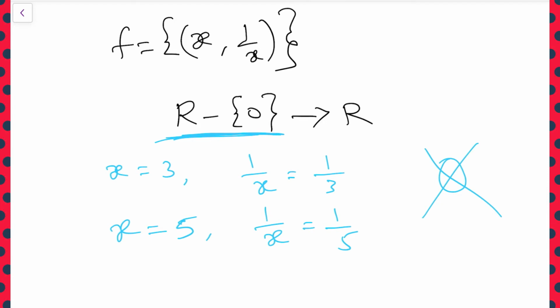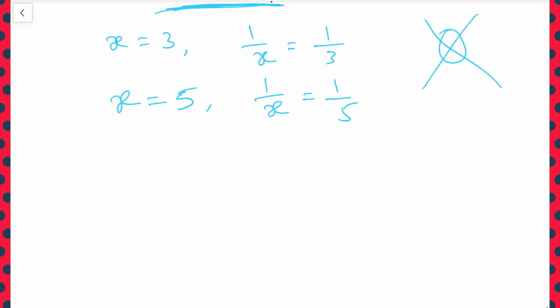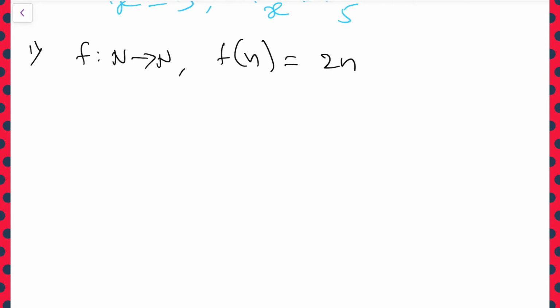Again, on page number 5 also we will be having 4 or 5 examples. Let's have a look at those kinds of examples also. Let f from N to N be defined by f of n is equal to 2n, and he is asking what is the range of this function. He gave the function as f of n is equal to 2n and is asking the range of it.